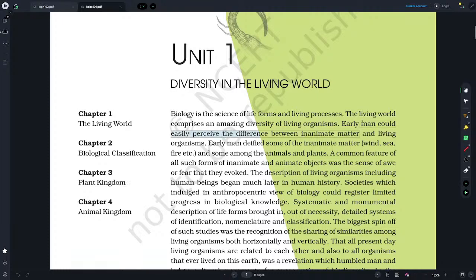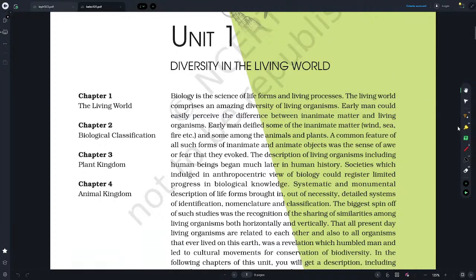The living world. Unit 1, Diversity in the living world. Biology is the science of life forms and life processes. The living world comprises an amazing diversity of living organisms.